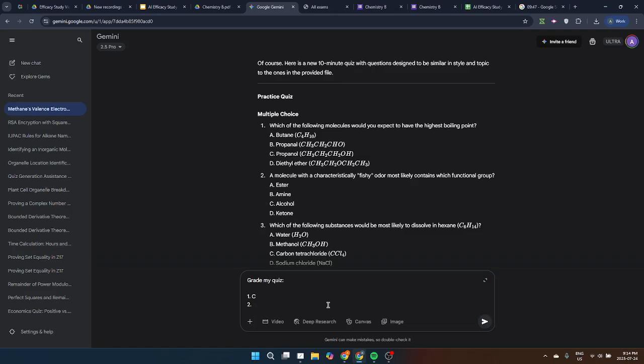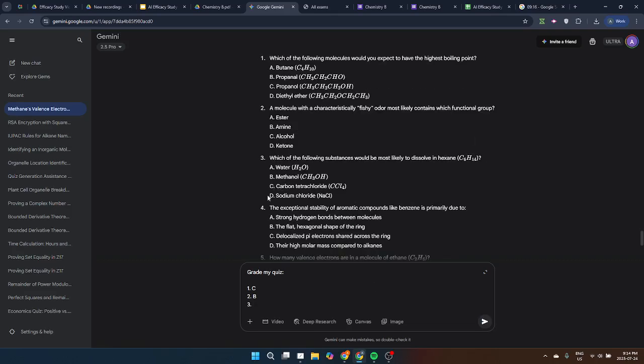Characteristically fishy odor most likely contains which functional group? Fishy? Be like ammonia smell? Amine? It's not ester, because ester should smell sweeter. It's not alcohol. So it's either ketone or amine. I'm just gonna put amine. I don't know too much about ketones actually.